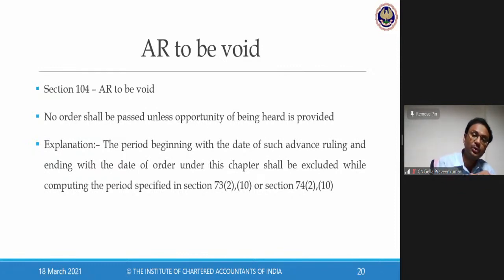Under 73, there is issuance of a notice and issuance of an order; under 74, likewise, issuance of a notice and issuance of an order. Time limits: for 73, notice 3 months, order 3 years; for 74, notice 6 months, order 5 years. Right? For passing an order under 74, 5 years. For passing an order under 73, 3 years. For issuance of a show cause notice under 74, 6 months. Under 73, 3 months. They say that period shall be excluded from the date of filing of such advance ruling and ending with the date of passing of the order.